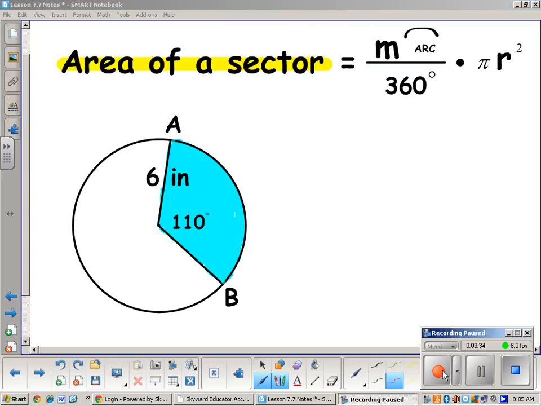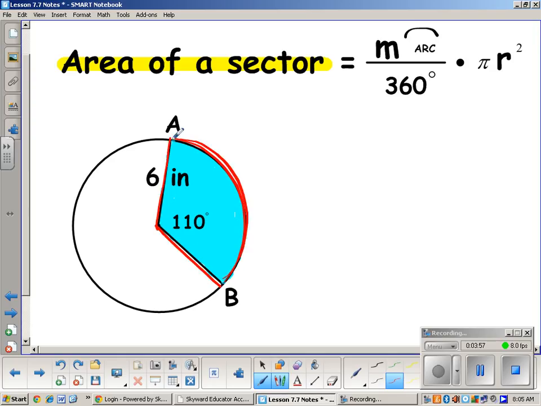Okay? Get caught up. So looking at this example, what's the radius of this circle? And what's the measure of the central angle? 110. So the measure of this arc here is 110, right? So this sector bounded by these two radii and this arc creates this piece of pie right here. So if I want to find the area of that sector, then I'm going to take the measure of the arc, in this case measure of arc AB, and it's 110 degrees, divided by 360.